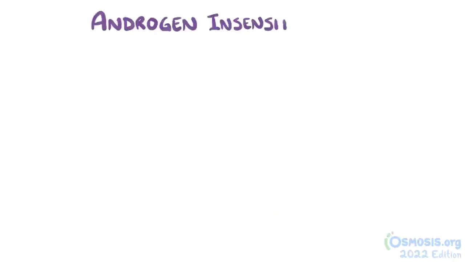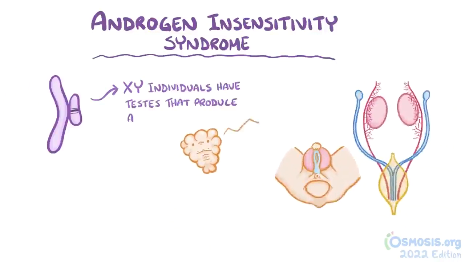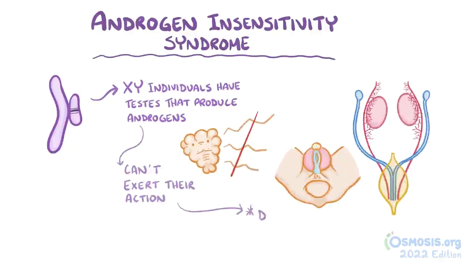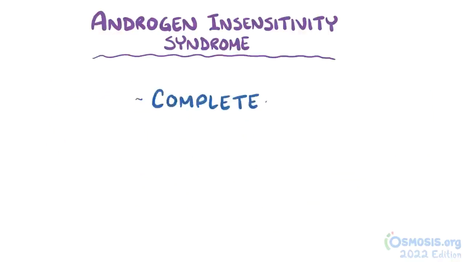In androgen insensitivity syndrome, XY individuals have testes that produce androgens, but these hormones can't exert their action, because there's a defect in the androgen receptor on various target tissues like the external genitalia, genital ducts, and the testes itself. Androgen insensitivity can be complete, partial, or mild, depending on how well the androgen receptor is able to bind androgens.